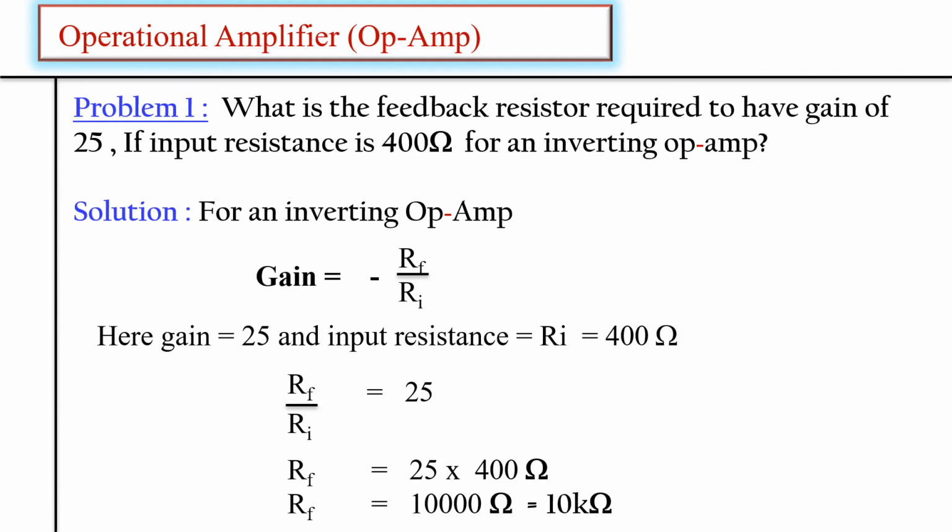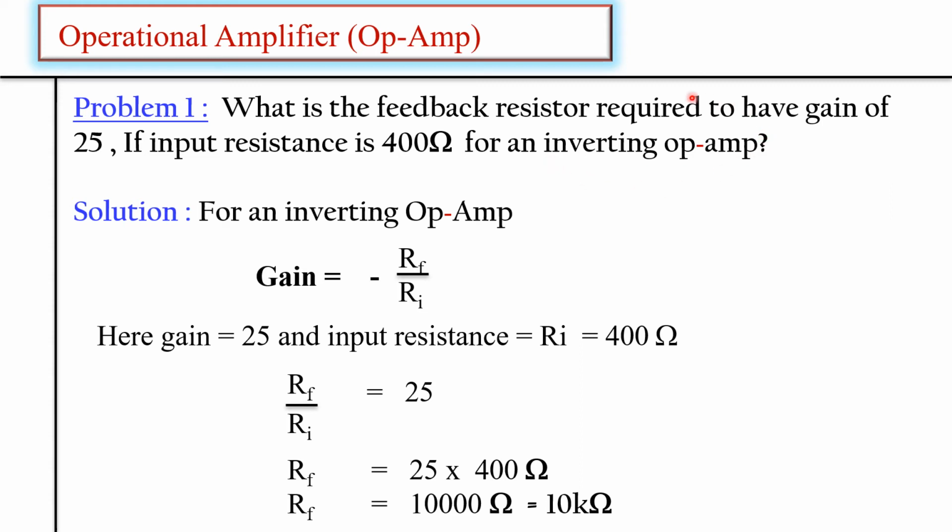Let us see the problems based on the linear applications of op-amp, that is inverting op-amp, non-inverting op-amp, adder and subtractor. So let us see a few problems based on this. Problem number 1: what is the feedback resistance required to have the gain of 25 if the input resistance is 400 ohm for an inverting op-amp?